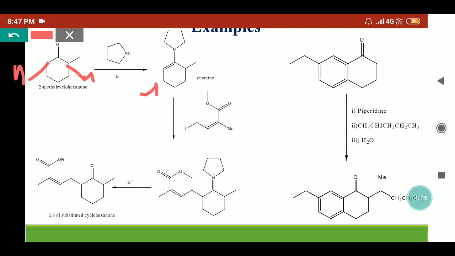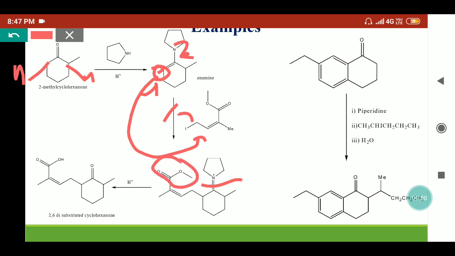Further, this carbon has a nucleophilic character due to the lone pair transfer. So this will attack here and iodide will be released. So here alkylation will occur. When we do the hydrolysis to generate the carbonyl compound back, this ester group is also hydrolyzed and will produce the acid. So by this method we can synthesize the 2,6-disubstituted cyclohexanone.